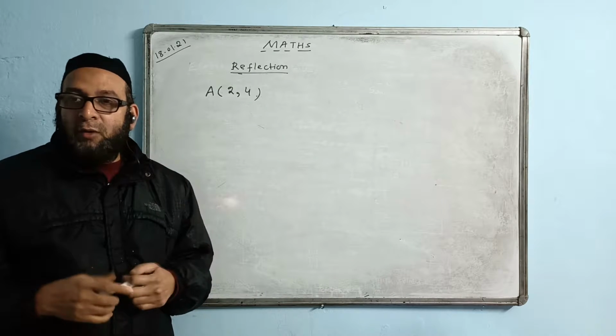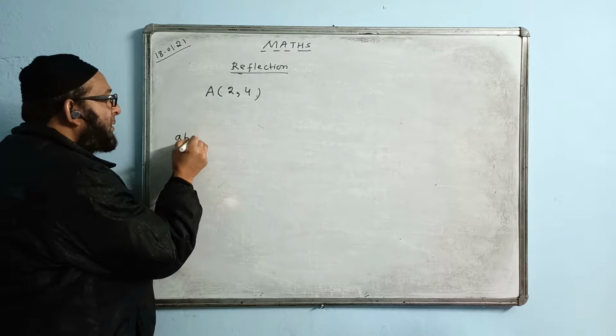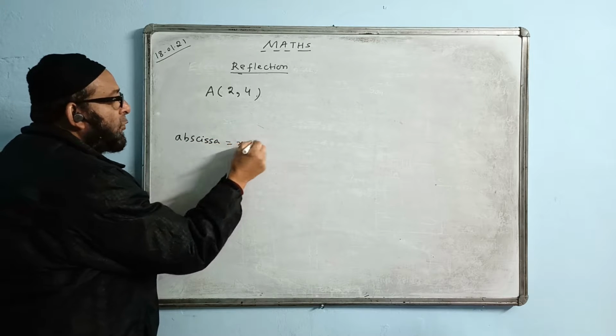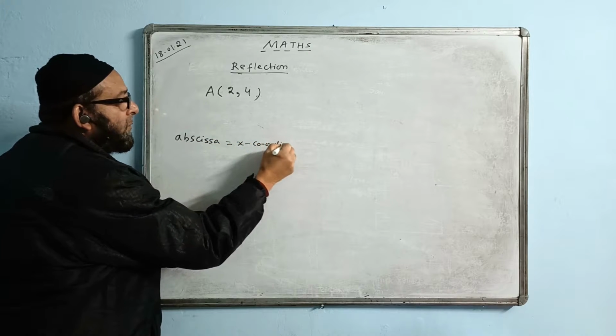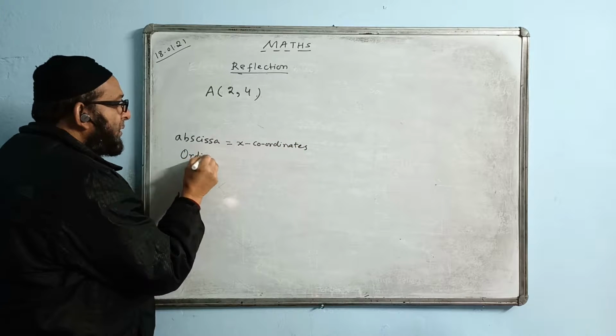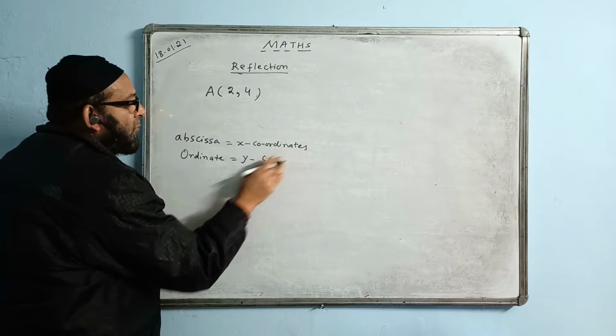The x coordinate is also called abscissa. The spelling of abscissa is A-B-S-C-I-S-S-A. Abscissa means x coordinate. And ordinate, O-R-D-I-N-A-T-E. Ordinate means y coordinate.